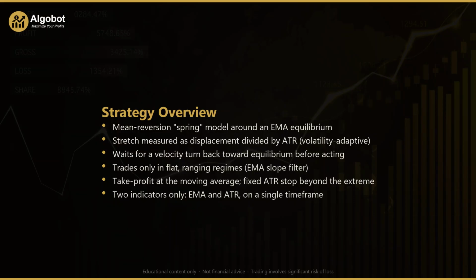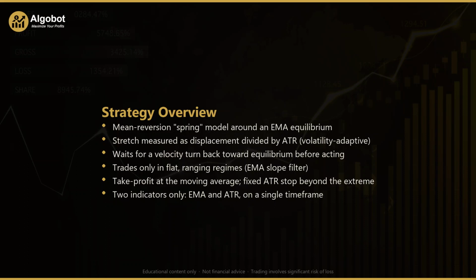To measure that stretch in a fair, adaptable way, the strategy divides the distance between price and the moving average by the average true range, or ATR. ATR represents the market's normal jitter, so a stretch of 2 ATR means the same thing whether the market is calm or lively. This keeps the approach volatility-aware across different symbols and time frames.